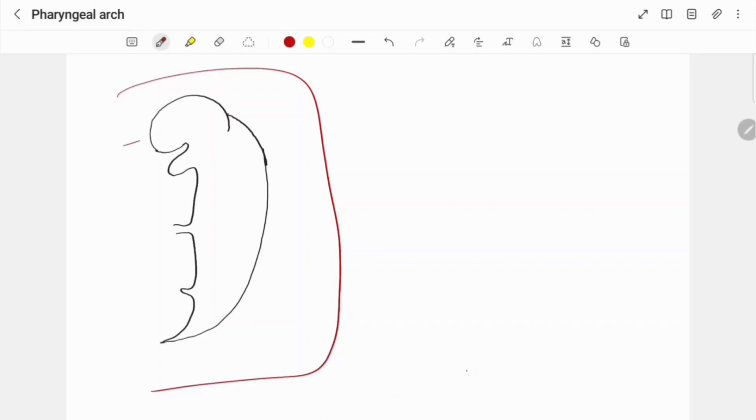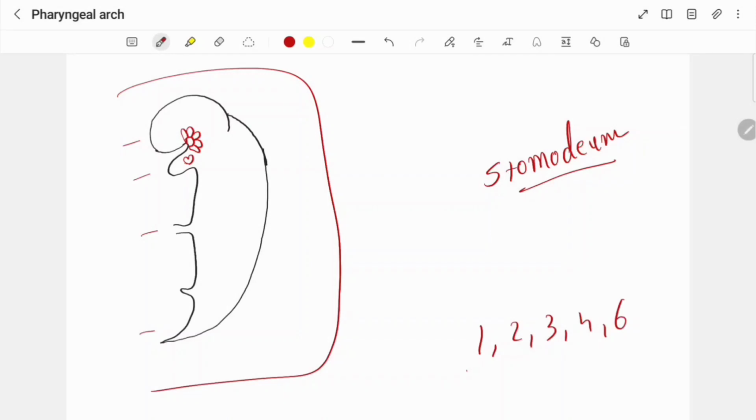Now see, this is your head fold, pericardial sac, abdominal and tail fold, right? Somewhere here you have your heart, and here we have our oral cavity, which is called the stomodium. Let me write here: stomodium. Now surrounding the stomodium we have 5 pharyngeal arches, or we can say 6, because initially there were 6 arches, but after some time the fifth disappears, so it will be 1, 2, 3, 4 and 6 pharyngeal arches.